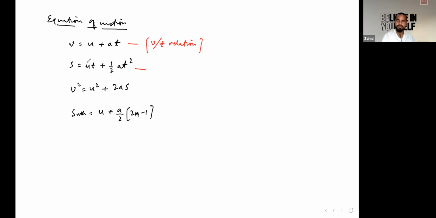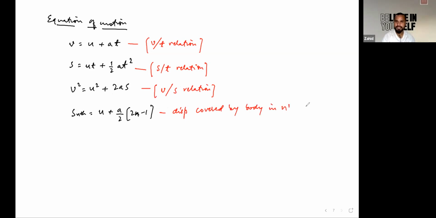Similarly, u, which is the initial velocity, will be zero in most problems. So you will be left with s, which is displacement, and t in this part. So this is termed the displacement-time relation. Third is the velocity-displacement relation. And last is S_n, termed as the displacement covered by the body in the nth second.